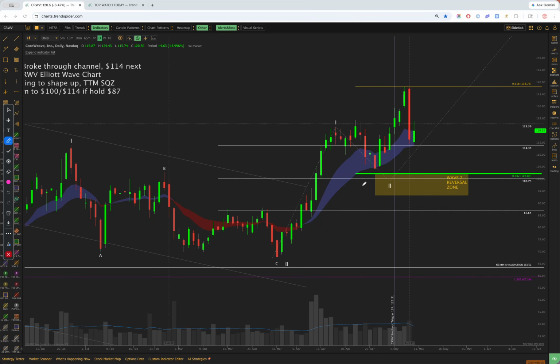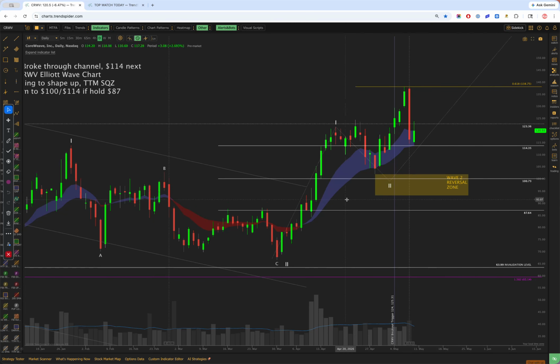Now, here's what's cool. What happened after this high was made? I forecasted a pullback right to the wave 2 reversal zone, right between 100 and 102.85. Where does it bounce? It literally bounced at 102.50, right in my zone. How did I know? Because I just knew what Elliott Wave was telling me, that after the wave 4 low, after the 1-2 setup, you're going to get a second 1-2. That second 1-2 sometimes comes down to the 382 retrace. That was at 102.85.